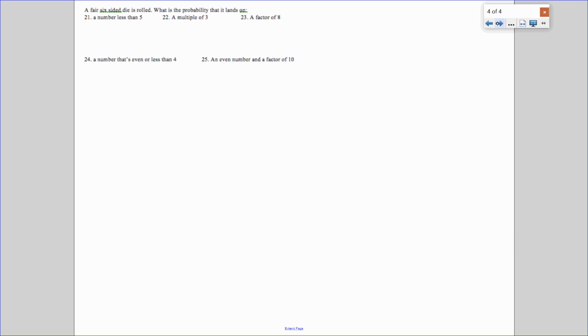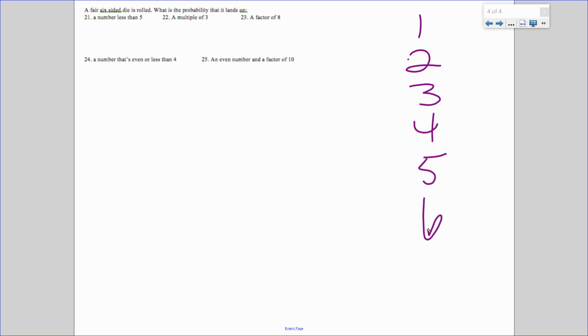A fair 6-sided die is rolled. What is the probability that it lands on? So a 6-sided die means it's a die that has a 1, a 2, a 3, a 4, a 5, and a 6. Those are the numbers. Those are all the possible outcomes when you roll a die.